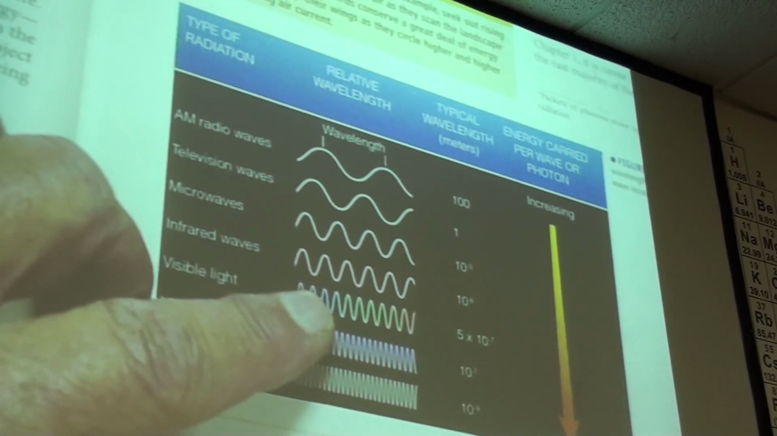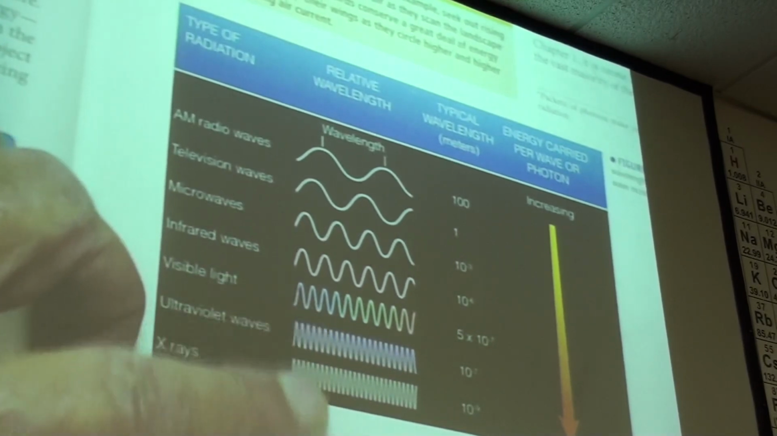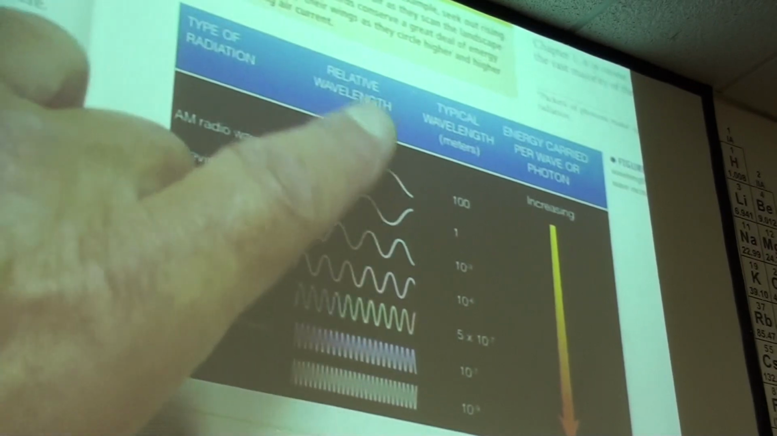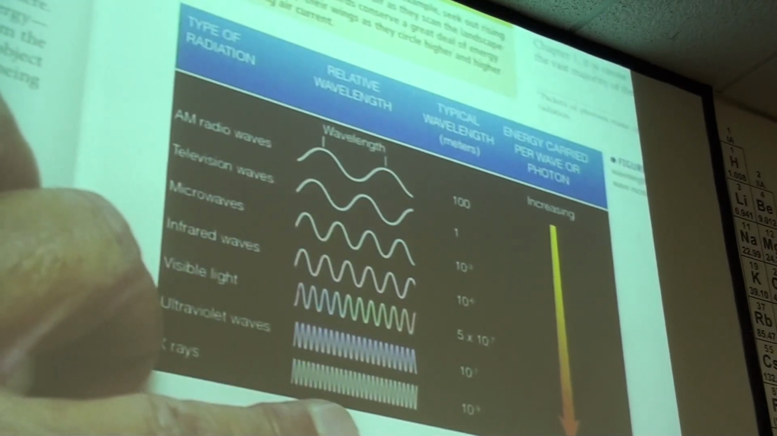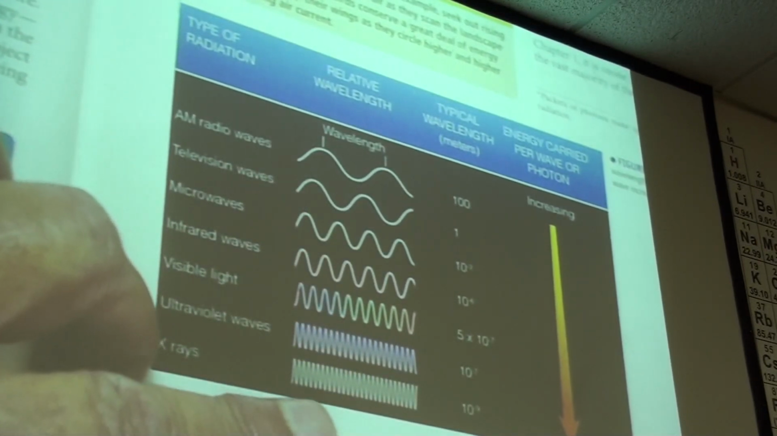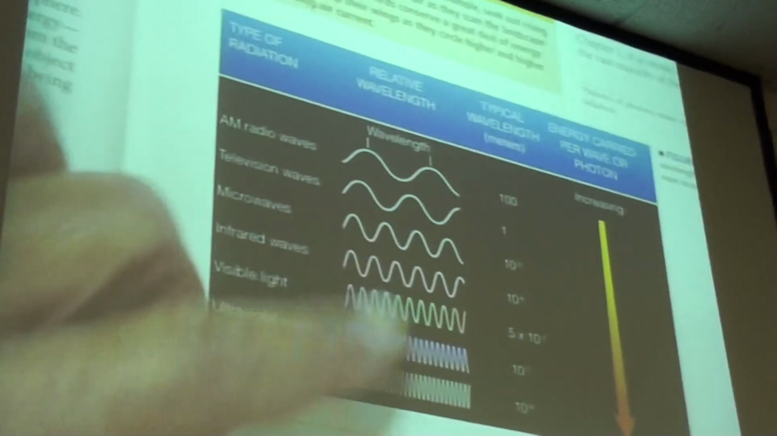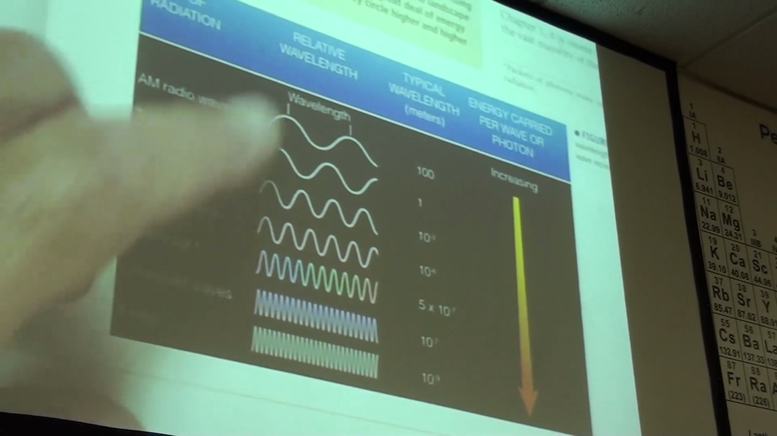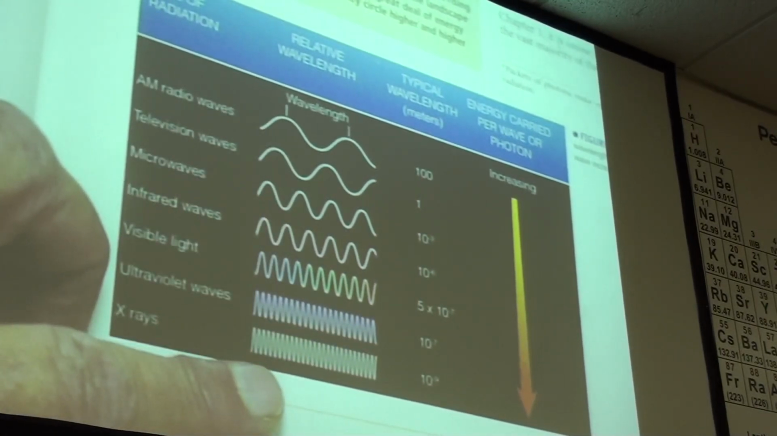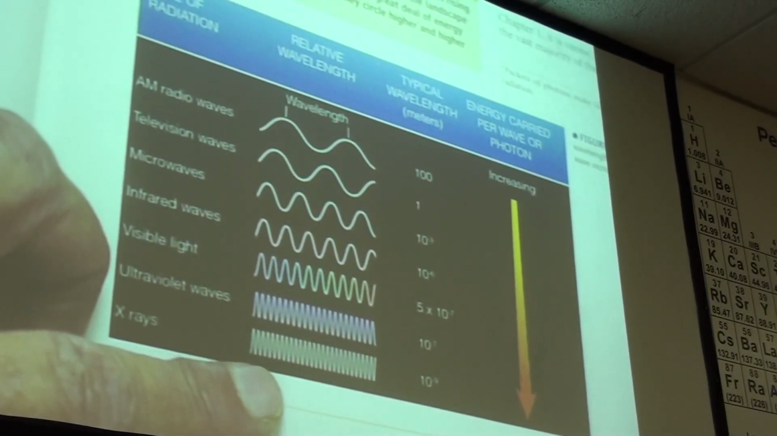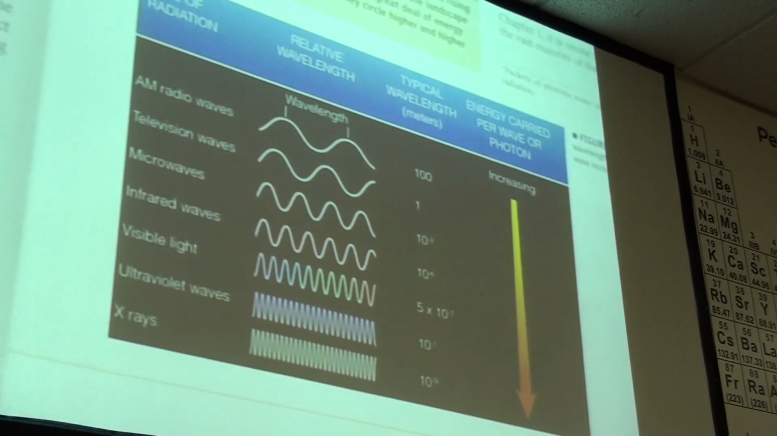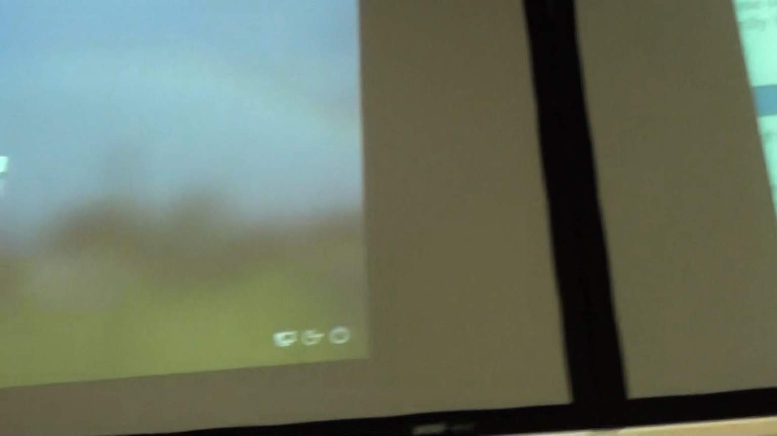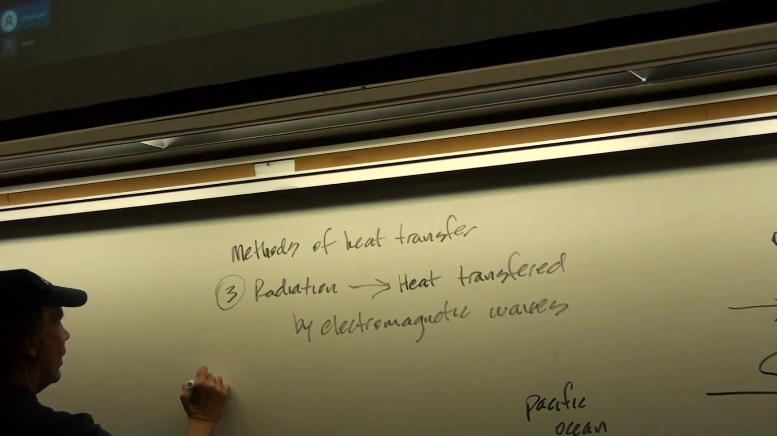Then we have visible light, ultraviolet, and X-rays. So these are all forms of electromagnetic waves, and they all move at the speed of light. Even though we think of visible light as moving at the speed of light, all of the rest of these electromagnetic waves also move at the speed of light. And we can say then that the sun produces all of these.